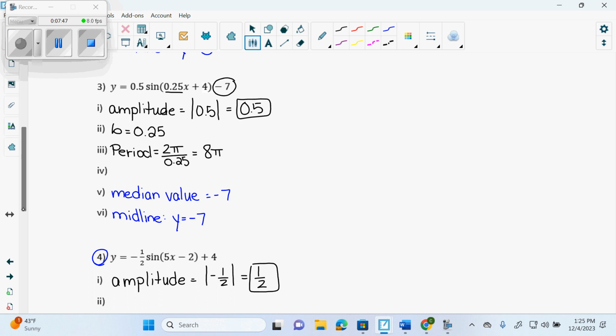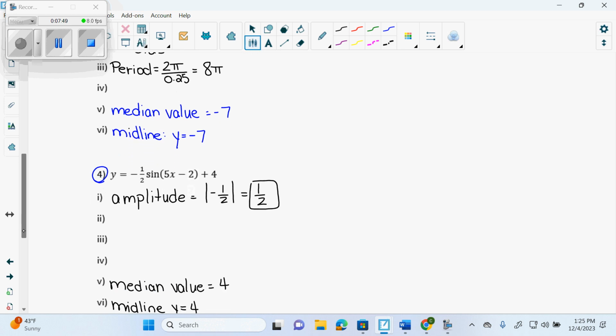Okay. Then 4. What is my B value? So it's between the bracket and the x. So B equals 5. And then the period is just 2 pi divided by 5. It's not going to get any better than that. Okay? And we're going to go back to that equation spot. We have one last thing to discuss.